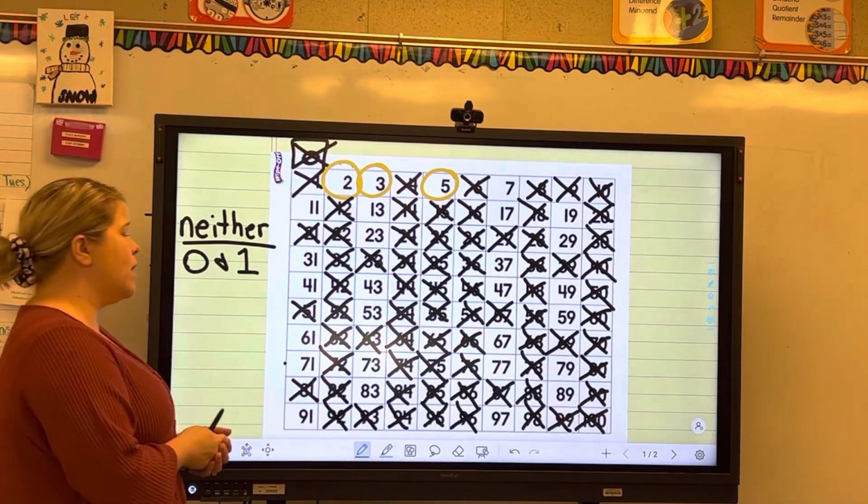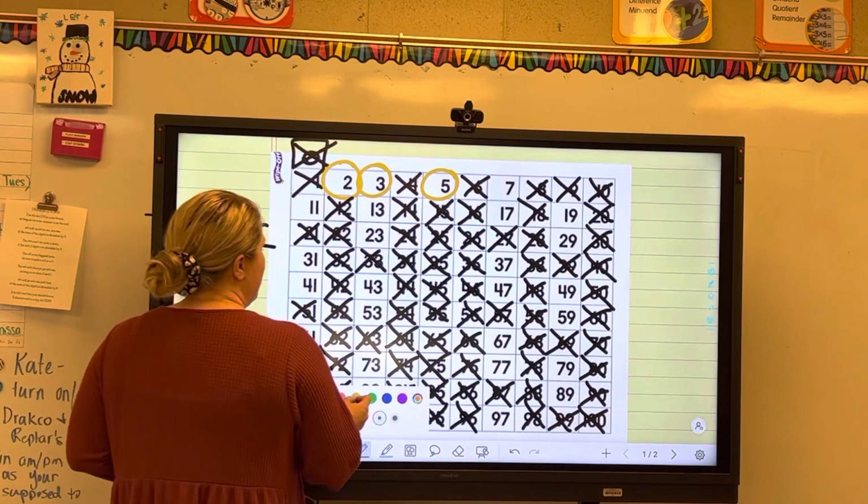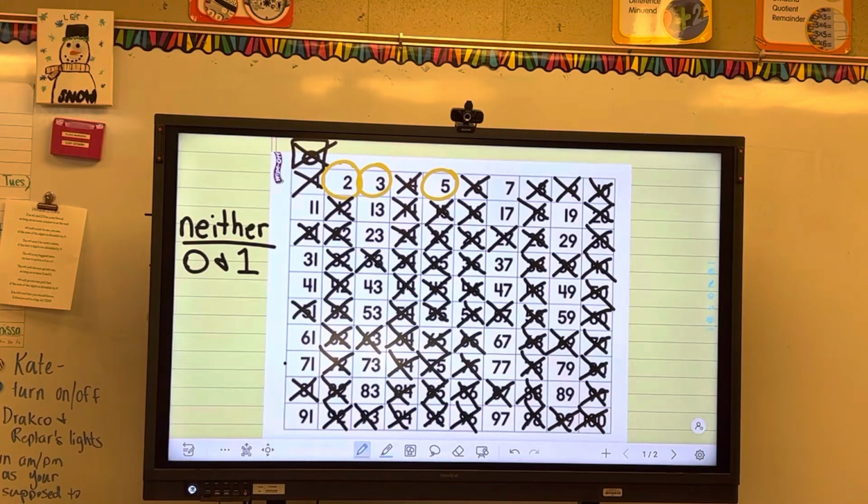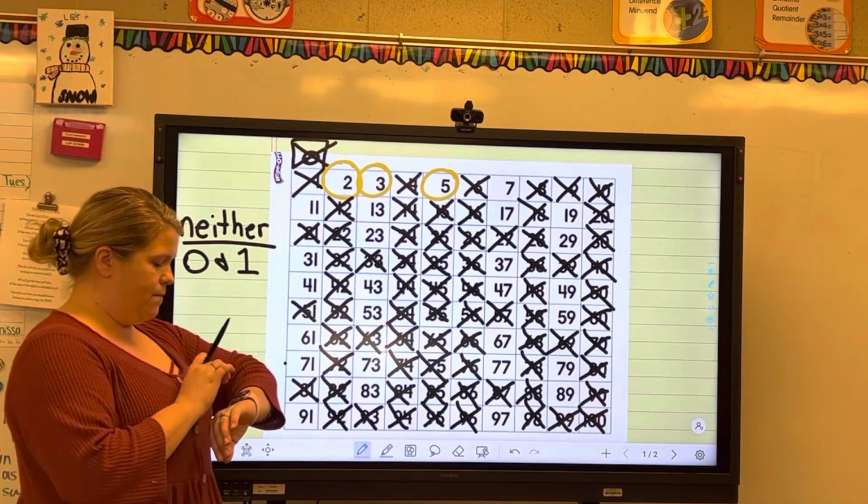All my 6s are already marked out. Why? Because they're all even. 2 will divide into it, so that knocks all of them out. Now 7. Not all of my 7s are marked out.